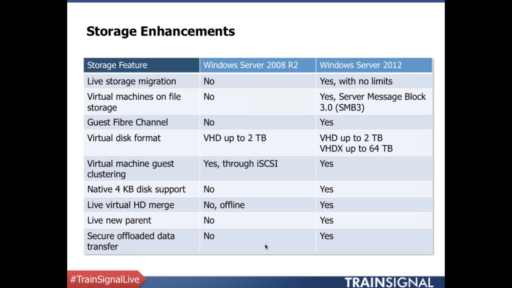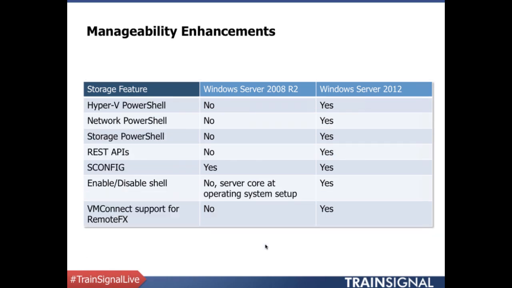Guest Fibre Channel, the new VHDX virtual disk format of 64 terabytes, virtual machine guest clustering, many more features available in storage. And then manageability, new Hyper-V PowerShell cmdlets are available, network PowerShell, storage PowerShell, a lot of manageability improvements as well in Windows Server 2012 Hyper-V.